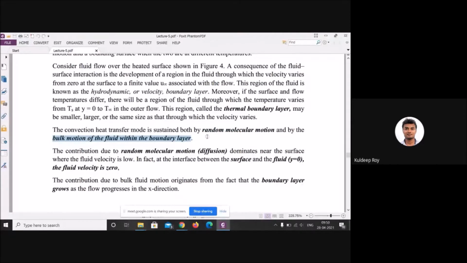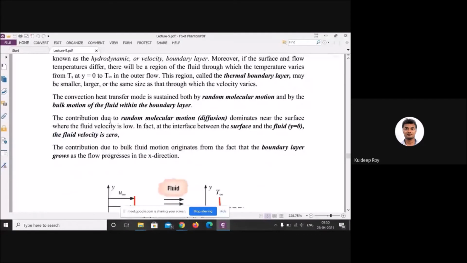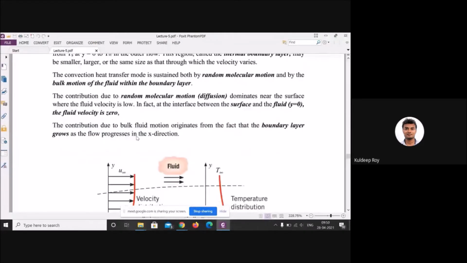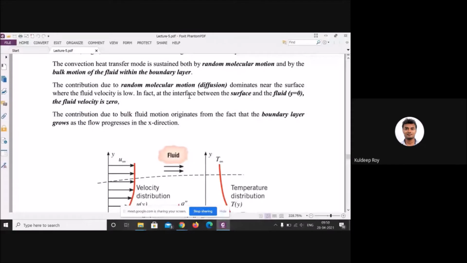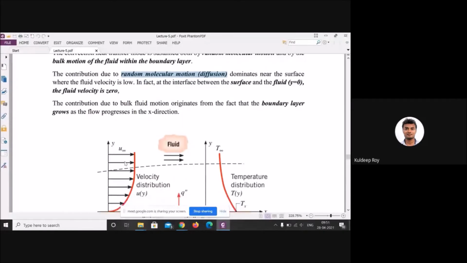We have discussed this. Okay, now the contribution due to the random molecular motion dominates near the surface where the fluid velocity is low. Let me highlight a few more points. Where will the random molecular motion occur? Near the surface where the velocity is low, means at this particular zone. Here there will be more random molecular motion. In fact, at the interface between the surface and the fluid, y equal to 0, where the velocity is 0, here you see, there will be more random molecular motion.